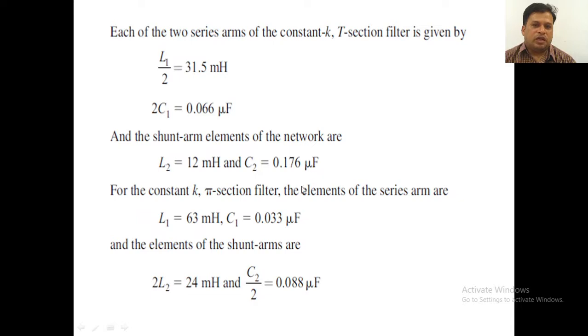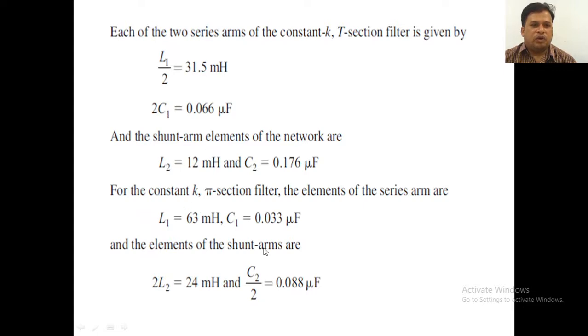For the constant k pi section filter, the elements of the series arm are L1 equal to 63 millihenry and C1 equal to 0.03 microfarad, and the elements of the shunt arm are 2L2 equal to 24 millihenry and C2 by 2 equal to 0.088 microfarad. So here we got L1, L2, C1 and C2.